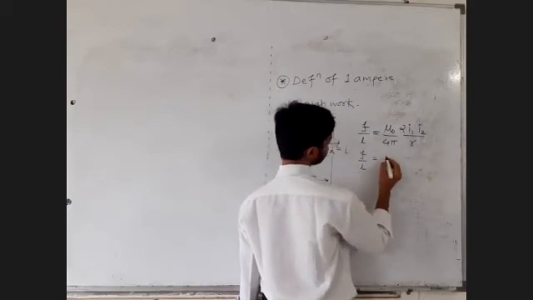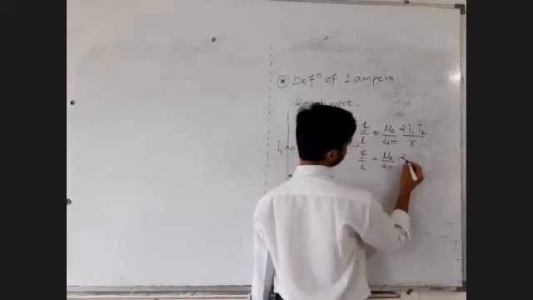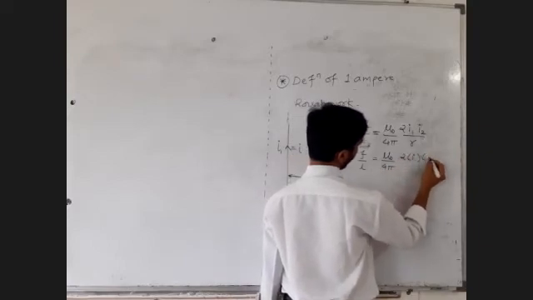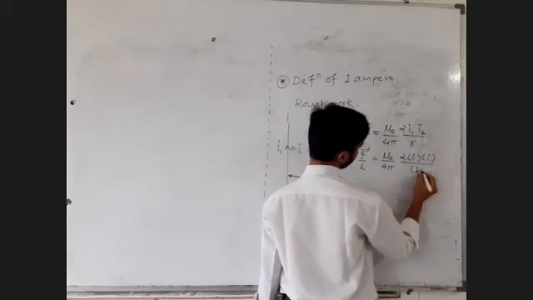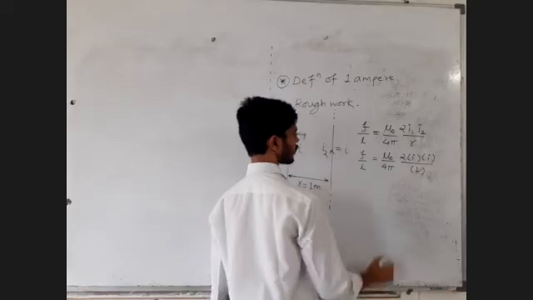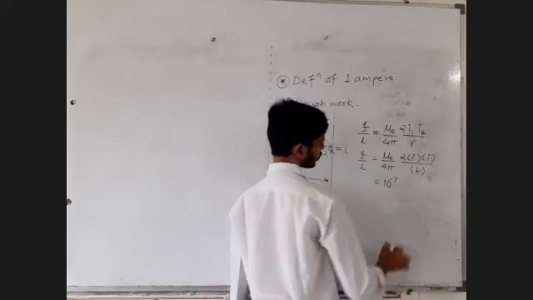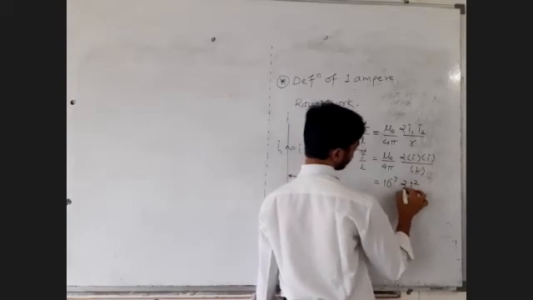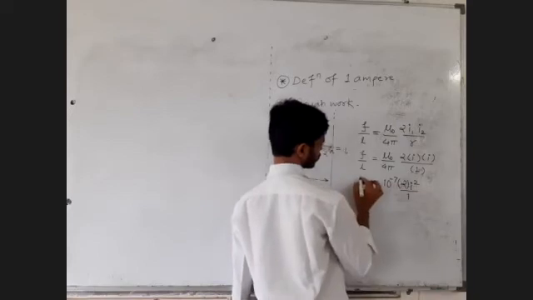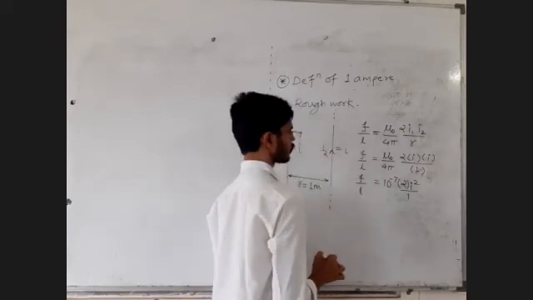Force per unit length is equal to mu 0 upon 4 pi into 2 times I into I upon R. R is equal to 1 meter. So mu 0 upon 4 pi is 10 raised to minus 7. 2 times I square upon 1. That is equal to force per unit length.